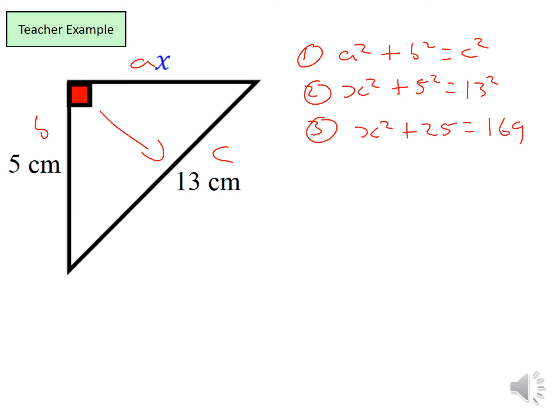So I will subtract 25 from both sides. That will leave me with x squared on the left and 144 on the right. So x squared equals 144. Therefore, to find out the value of x, I will just need to square root 144. So x equals 12 centimeters.